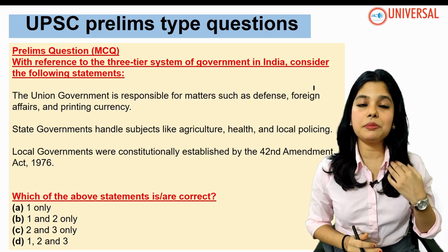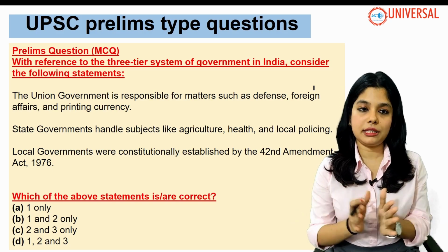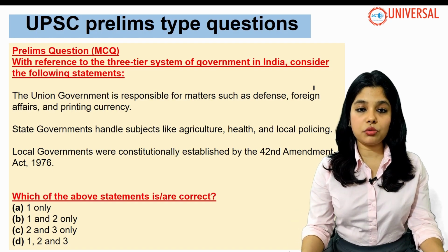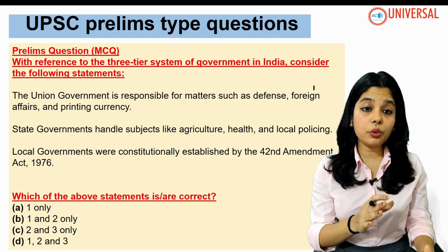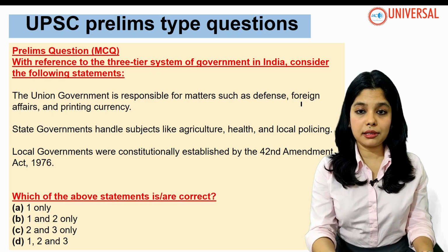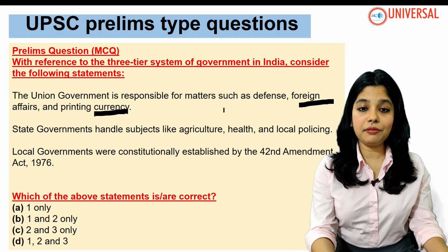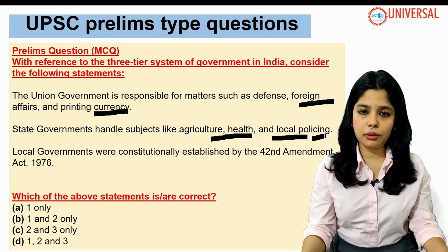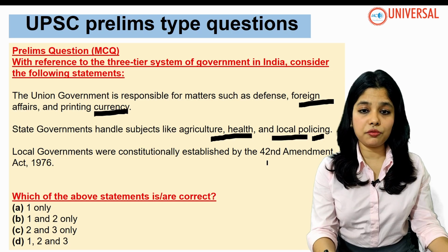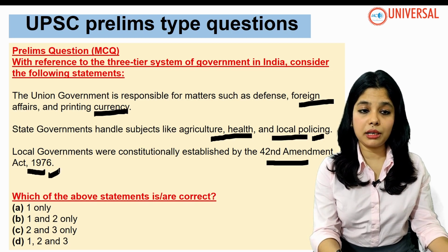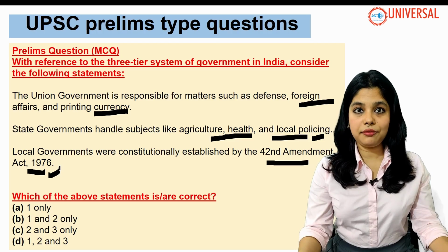Now let's see the prelims type questions related to the content which we have already studied. With reference to the three-tier system of government in India, consider the following statements. The union government is responsible for matters like defense, foreign affairs, printing currency. The state government handles agriculture, health, local policy. The local governments were constitutionally established in the 42nd Constitutional Amendment Act of 1976.